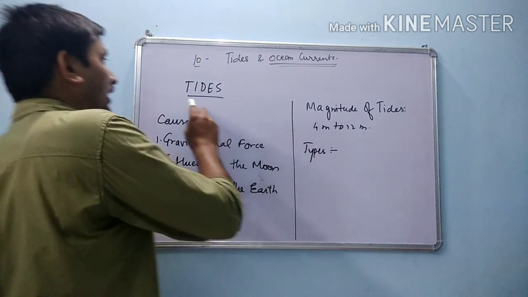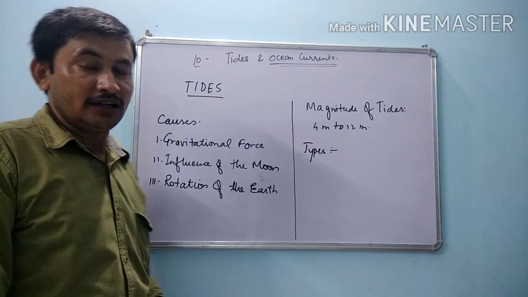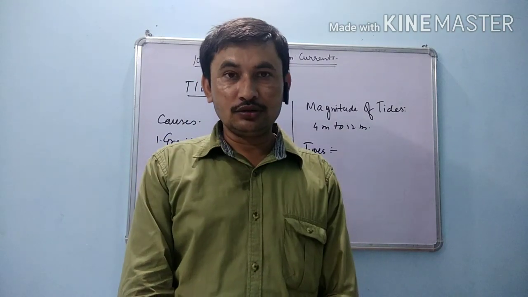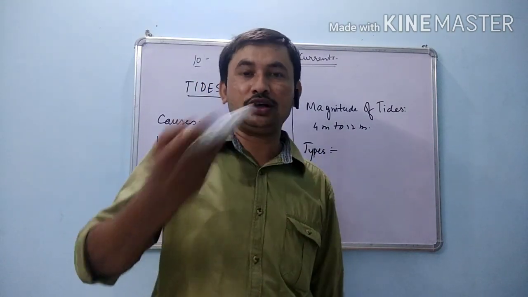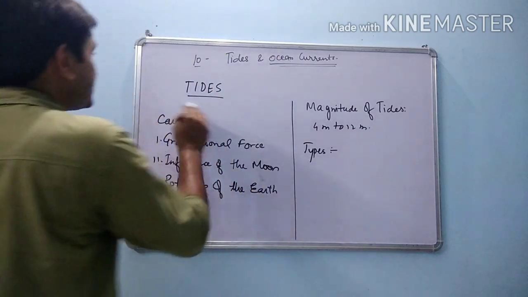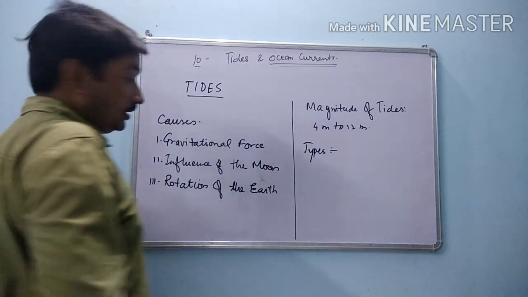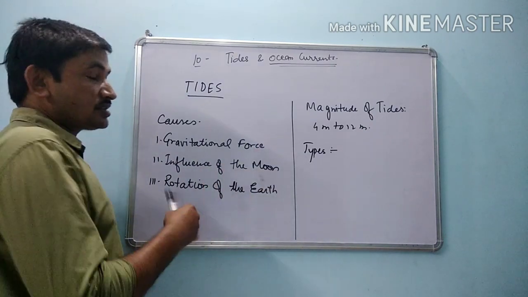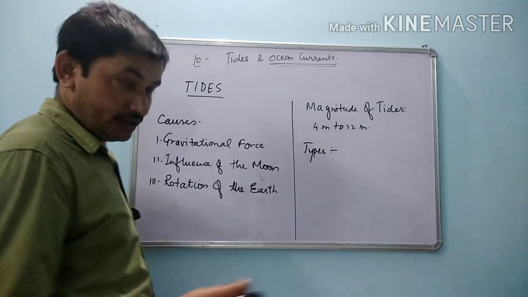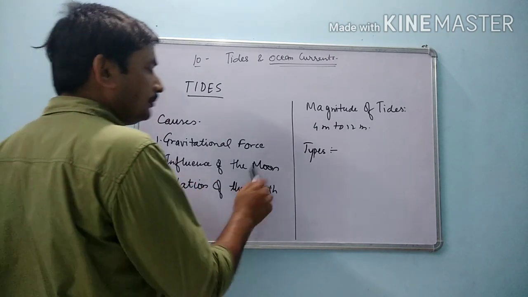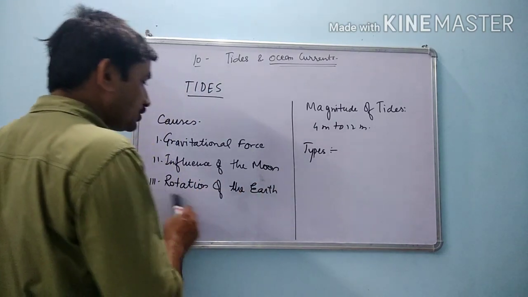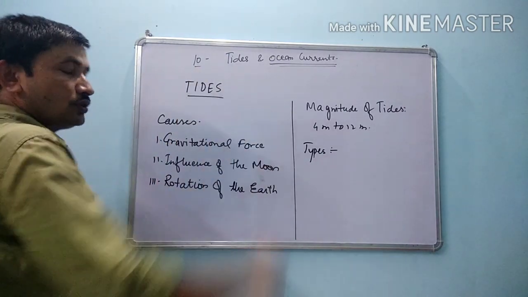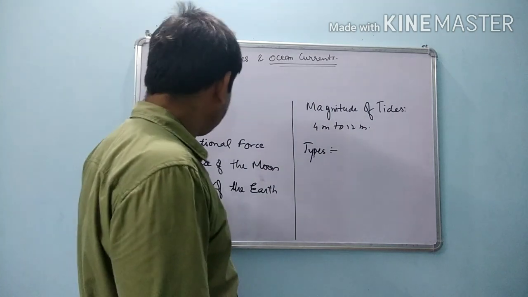Next, we will talk about the tides. What are tides? It is the rhythmic rise and fall of the ocean surface water, known as tides. It is caused by the gravitational pull force of the sun and moon around the earth. We will study more detail. The influence of the moon and the rotation of the earth are the causes of the tides on the earth's surface in the ocean.